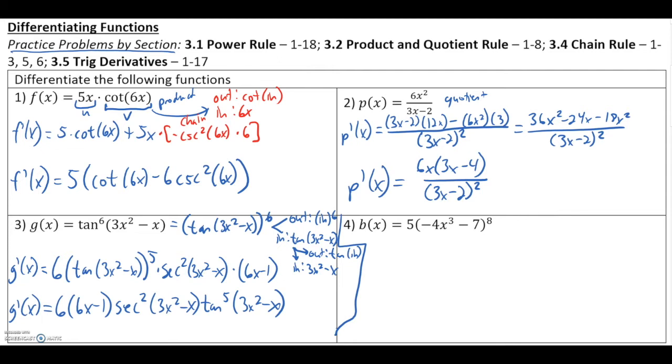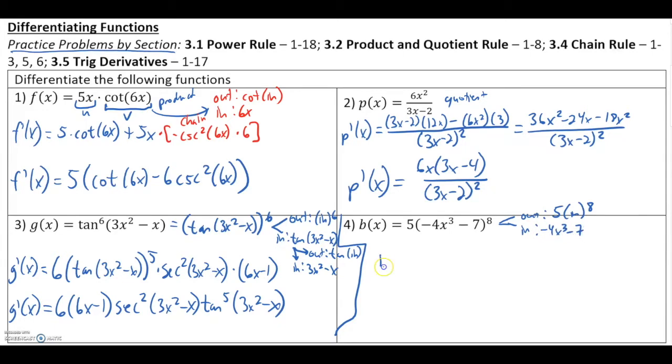And problem 4. b of x equals 5 times the quantity negative 4x cubed minus 7, all raised to the 8th. Have to notice that this is going to be another chain rule problem with an outside function that is 5 times the inside to the 8th. Remember, we don't need to worry about product rule because that is a constant as part of our product and not another function with an x variable in it. And the inside is negative 4x cubed minus 7.